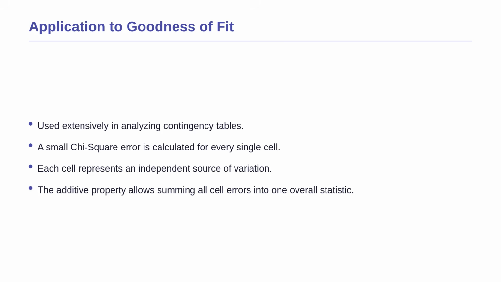This visual understanding leads us to one of the most powerful real-world uses of the additive property, goodness of fit tests. When analyzing contingency tables, statisticians calculate a small chi-square error value for every single cell in a grid. Each cell's value measures how far the actual count is from what we would expect. Because of the additive property, we do not have to analyze each cell in isolation. If the data in each cell represents an independent source of variation, we can simply add up the chi-square values from every single cell to get one massive overall chi-square statistic for the entire table.